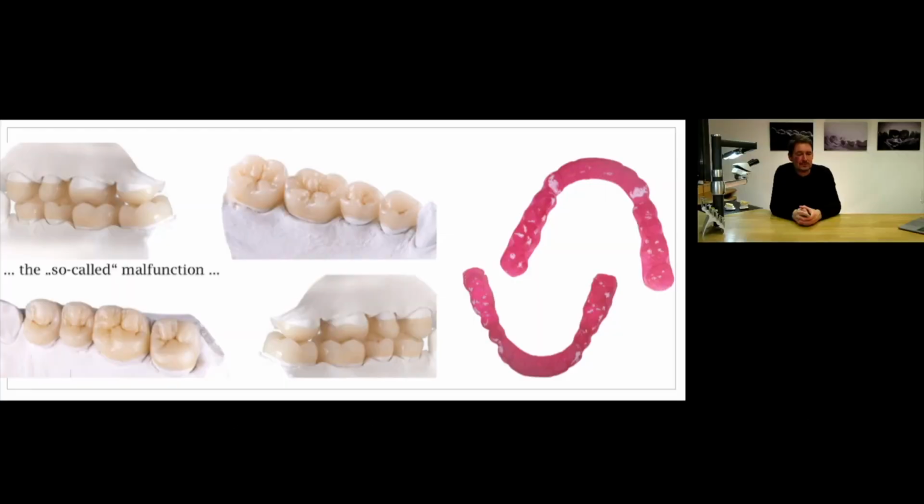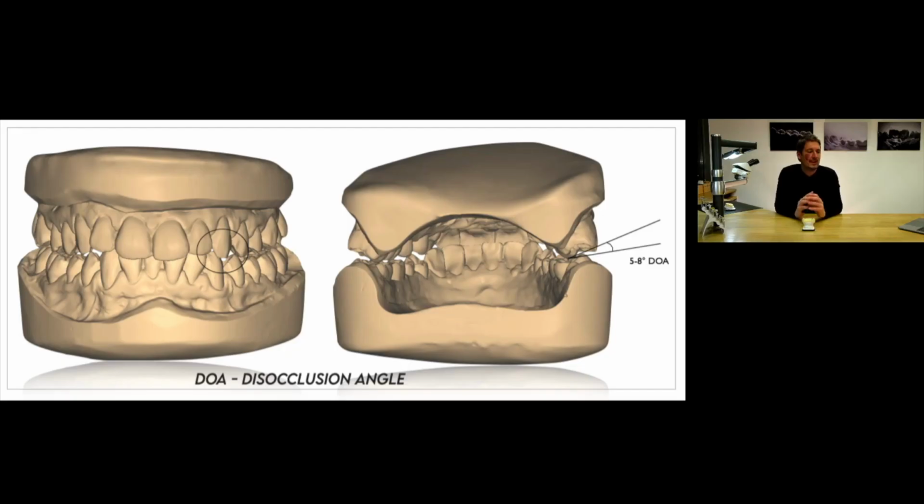In a lot of cases, a so-called malfunction case is working very well, or you can manage a malfunction case very well. The disocclusion angle could be calculated. And the disocclusion angle, to my opinion, is the absolute key point in morphology for the Slavicek occlusal concept. 8-degree disocclusion. The canine should guide and the laterals should disocclude in approximately 8 degrees.